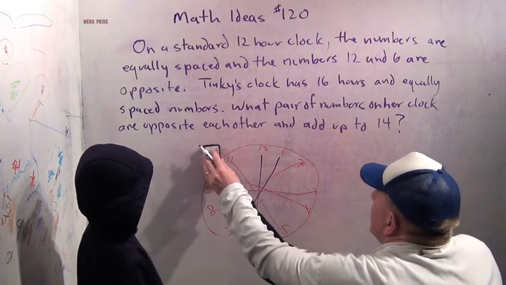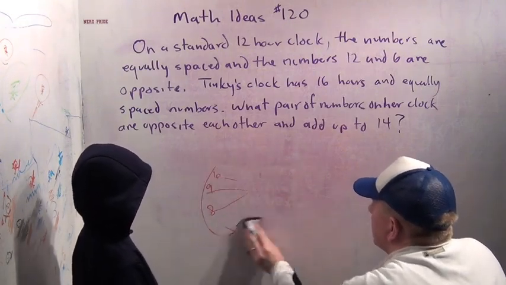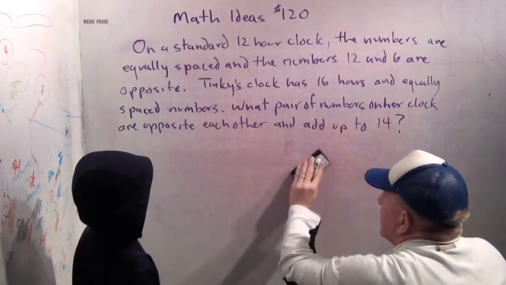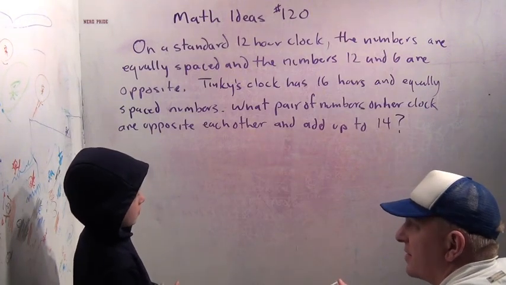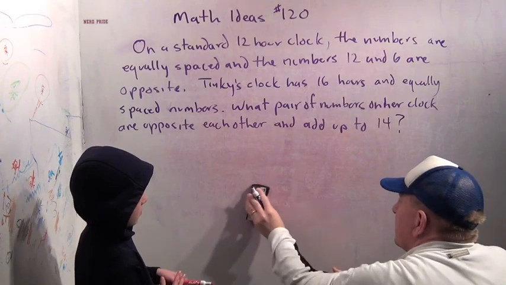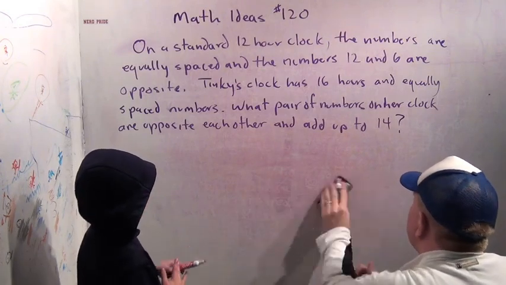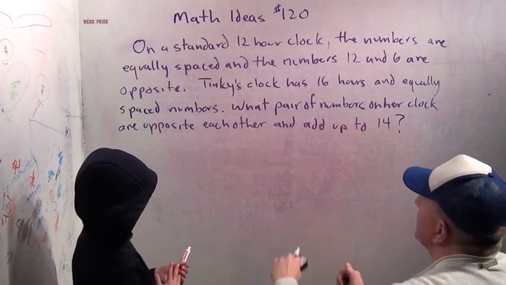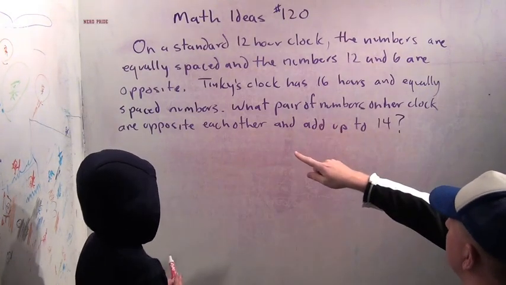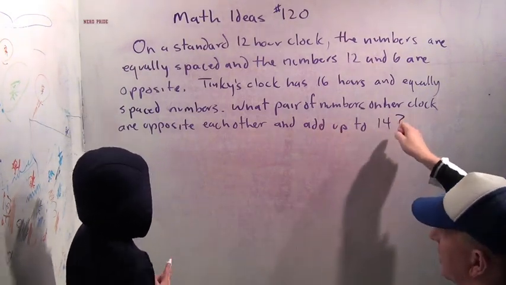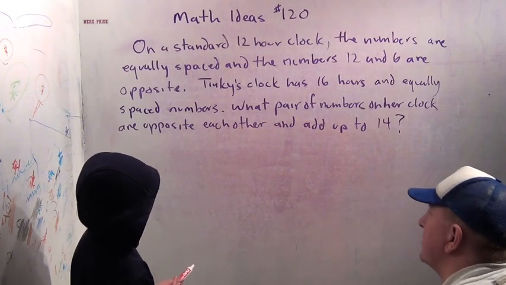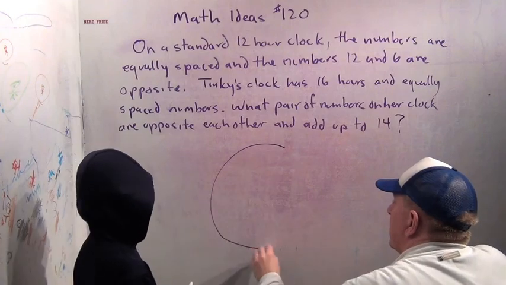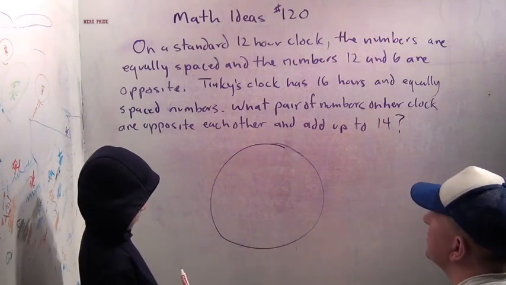All right, now, Tinky has a special clock that has 16 hours on it. I don't know where Tinky got this crazy clock. And the question is, if the numbers are all equally spaced, what pair of numbers on her clock are opposite each other and add up to 14? Okay, so let's draw a circle for Tinky's clock, and it has 16 hours.